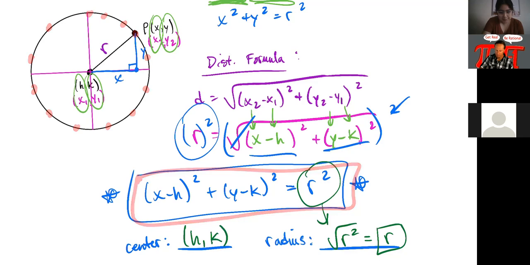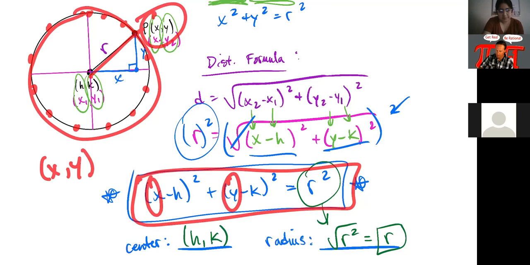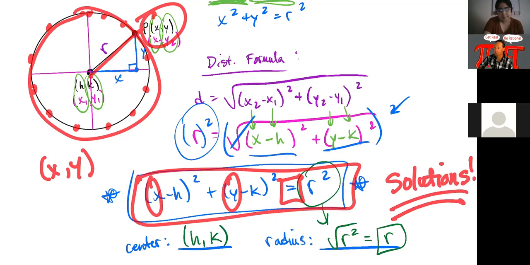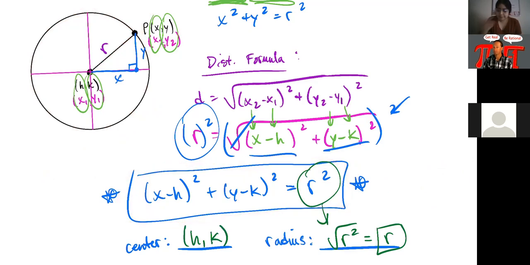Good. It won't give us the radius, right? But every single one of these points, which are some x, y, if I'm to plug them in for x and y, it will make this true. And those are what we call solutions. They're answers, solutions to our equation. Okay, that's why we graph, right?